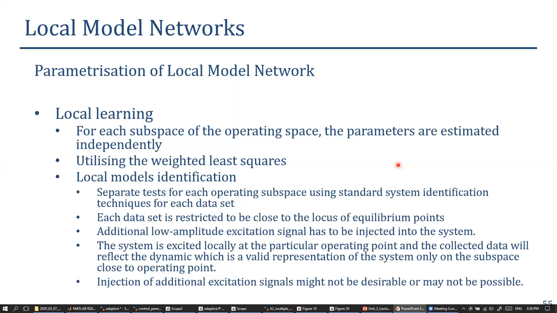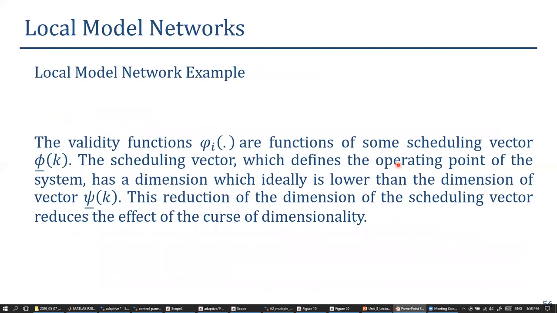Okay, we will do now a quick example of the local model network, but we will make a short 2 or 3 minutes break here. I'll be back in a second.